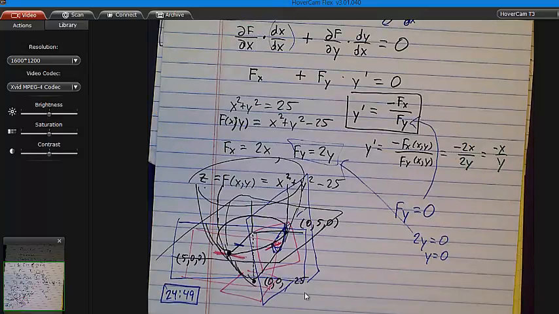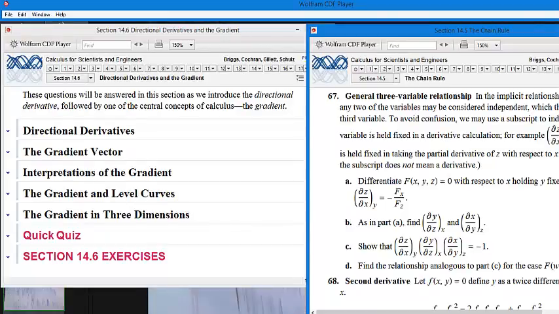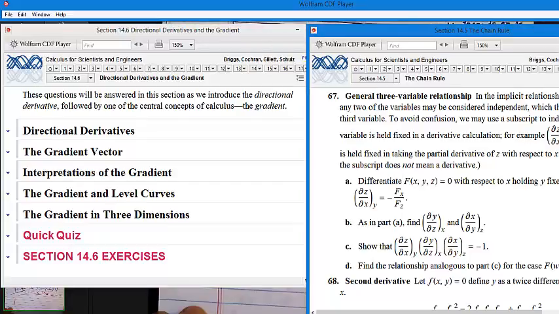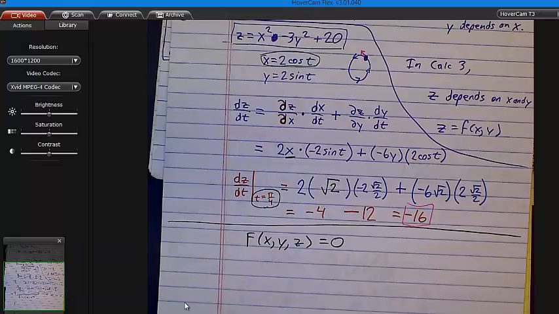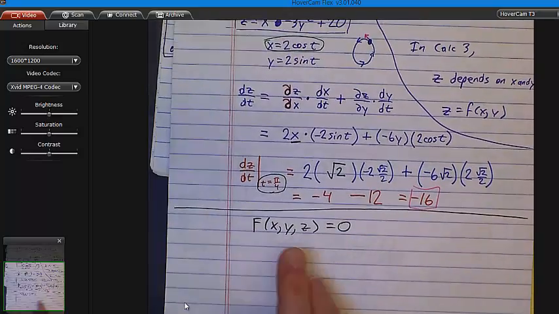By the way, I did want to give you a hint on number 67, so let's do that. Problem 67 says, okay, f of x, y, z equals 0. We're going to differentiate it with respect to x to show this thing. Okay. So here's the start of that. F of x, y, z equals 0. So again, this is kind of weird, right? This is where, suppose you want to find a tangent plane. Okay? And so you're going to use implicit differentiation, but we're upping it a dimension.